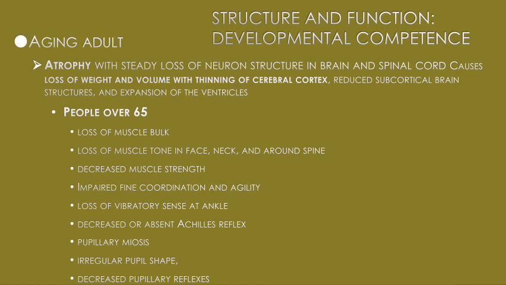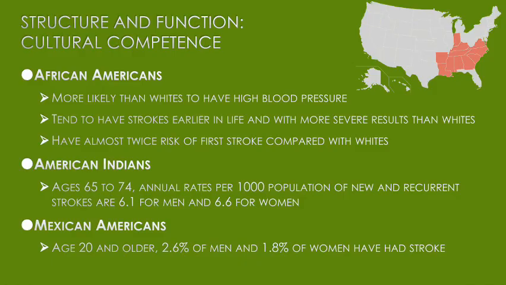Usually with people over age 65, we'll start to see a decrease in muscle bulk, tone in their face, their neck, tone around their spine. They'll have decreased muscle strength, decreased agility, coordination, vibratory senses, and we might even see a decreased Achilles reflex. Irregular pupil shape, decreased pupillary reflexes, and meiosis of the pupil. We think about neurological issues.